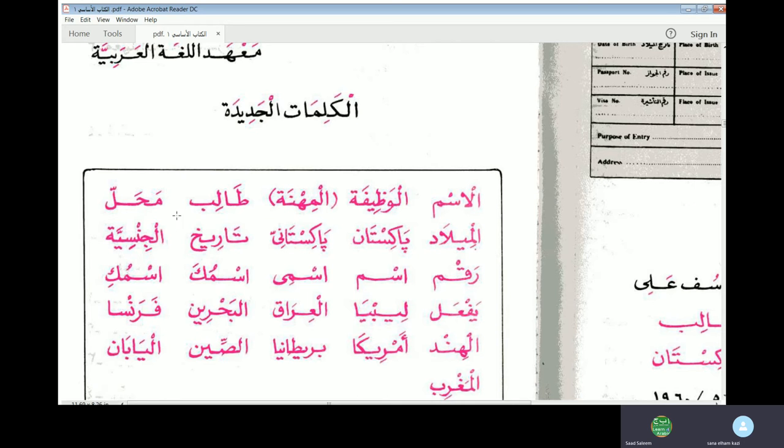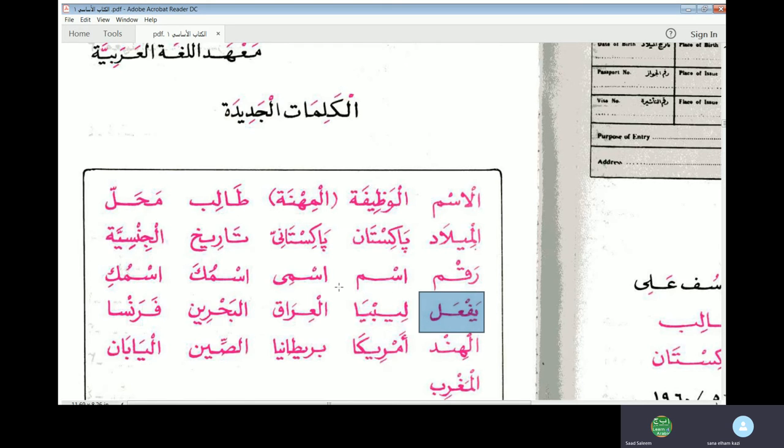باكستاني. تاريخ, date. الجنسية is nationality. رقم, number. اسم, name. اسمي, my name. اسمه, his name. اسمها, her name. اسمك, your name. اسمك, your name for a female.